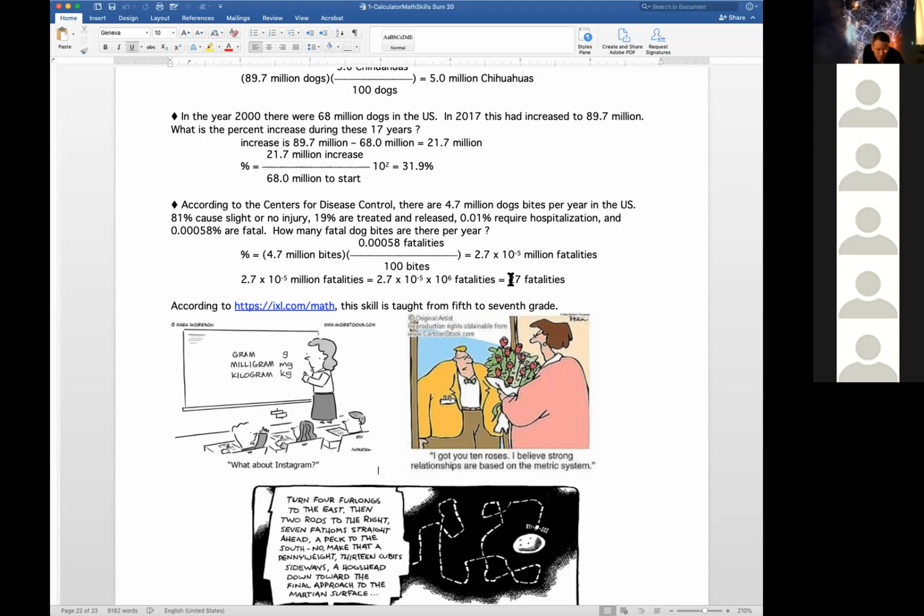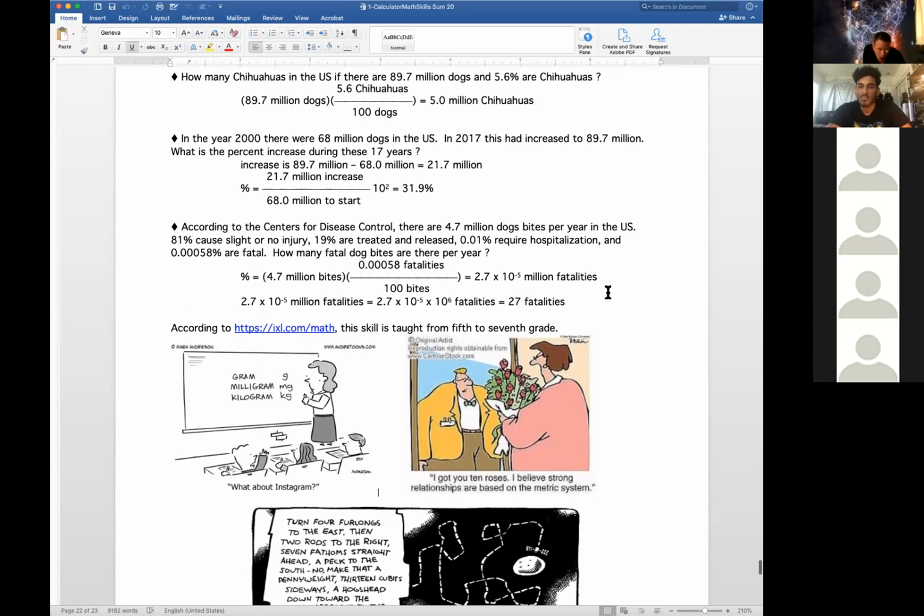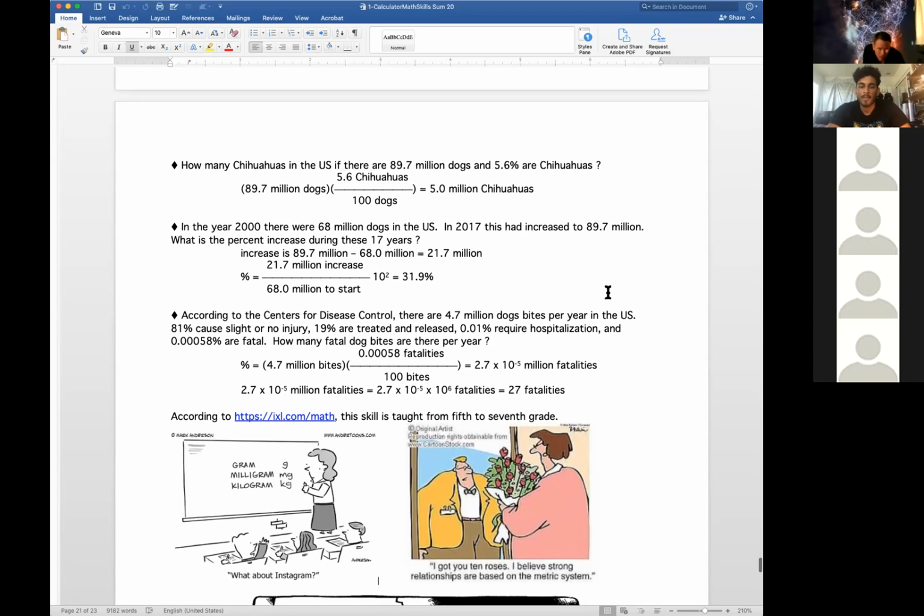Okay. Make sense? Wait, why did you multiply the last part by 10 to the 6? Oh, I just replaced million with what it stands for. Oh, okay. Mm-hmm.